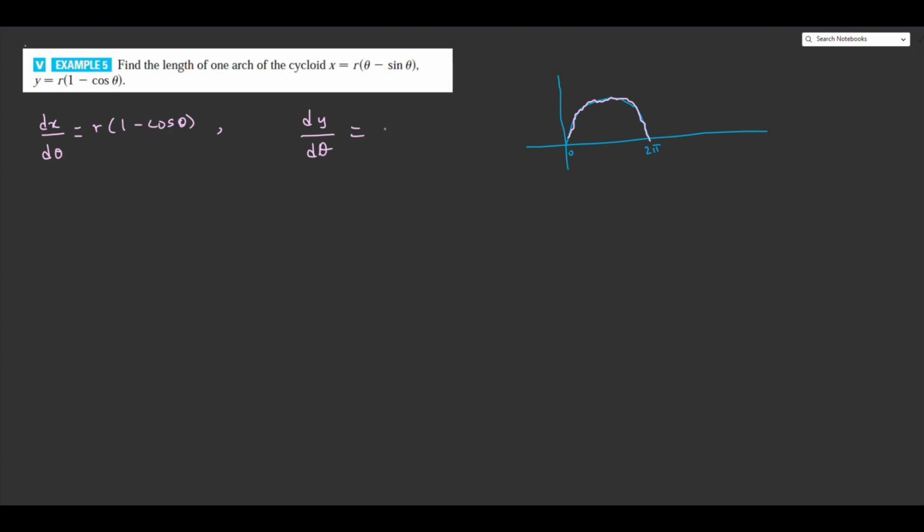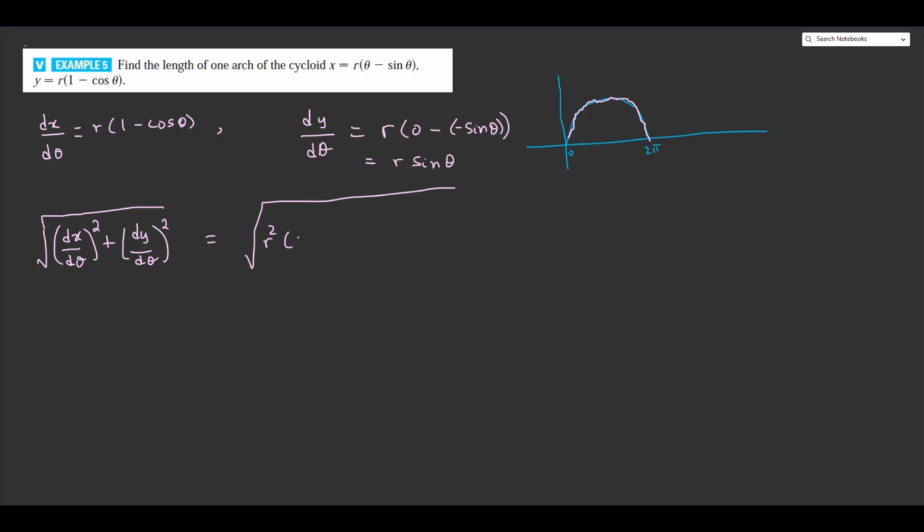It is equal to r times the derivative of 1, which is 0, minus the derivative of cosine, which is minus sine of theta, and when you simplify this you will get r sine of theta. Now the first thing you need to do is simplify this expression, because instead of writing this again and again under the integral sign, we will simplify it separately and then substitute it into our integration formula. So this becomes the following.